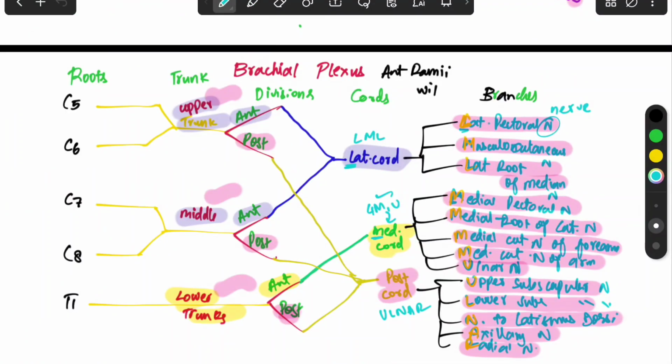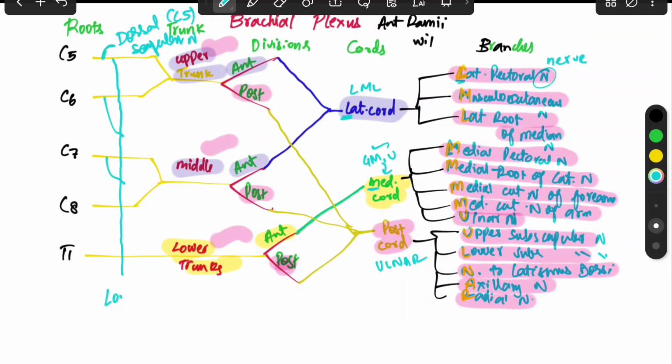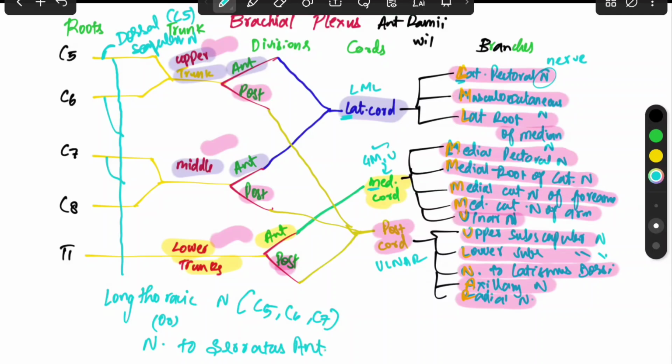There are also some nerves which arise directly from the roots. So let us see one by one. From C5, one nerve arises. It is named the dorsal scapular nerve. Its nerve root is only C5. Another nerve which arises directly from the roots is from C5, C6, and C7, which is nothing but the long thoracic nerve. Nerve root is C5, C6, and C7. Long thoracic nerve is also called the nerve to serratus anterior.